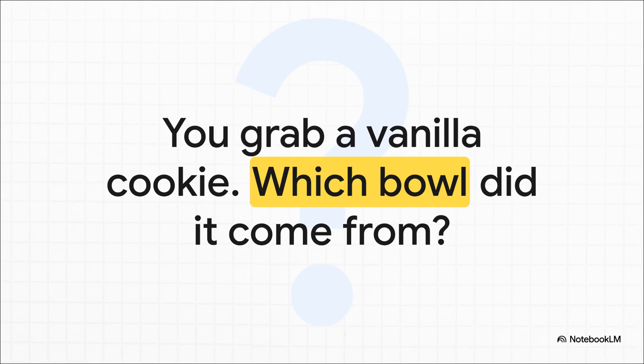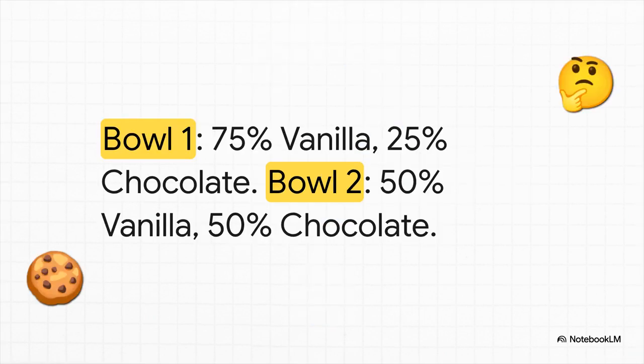Picture this. You've got two bowls of cookies sitting in front of you. You have no idea which is which. You pick a bowl completely at random, you reach in without looking, and you pull out a vanilla cookie. Now here's the catch. You know that bowl 1 is mostly vanilla, 3/4 vanilla to be exact, and bowl 2 is a perfect 50-50 split between vanilla and chocolate. So you're standing there holding a vanilla cookie. The big question is, which bowl is it more likely to have come from?